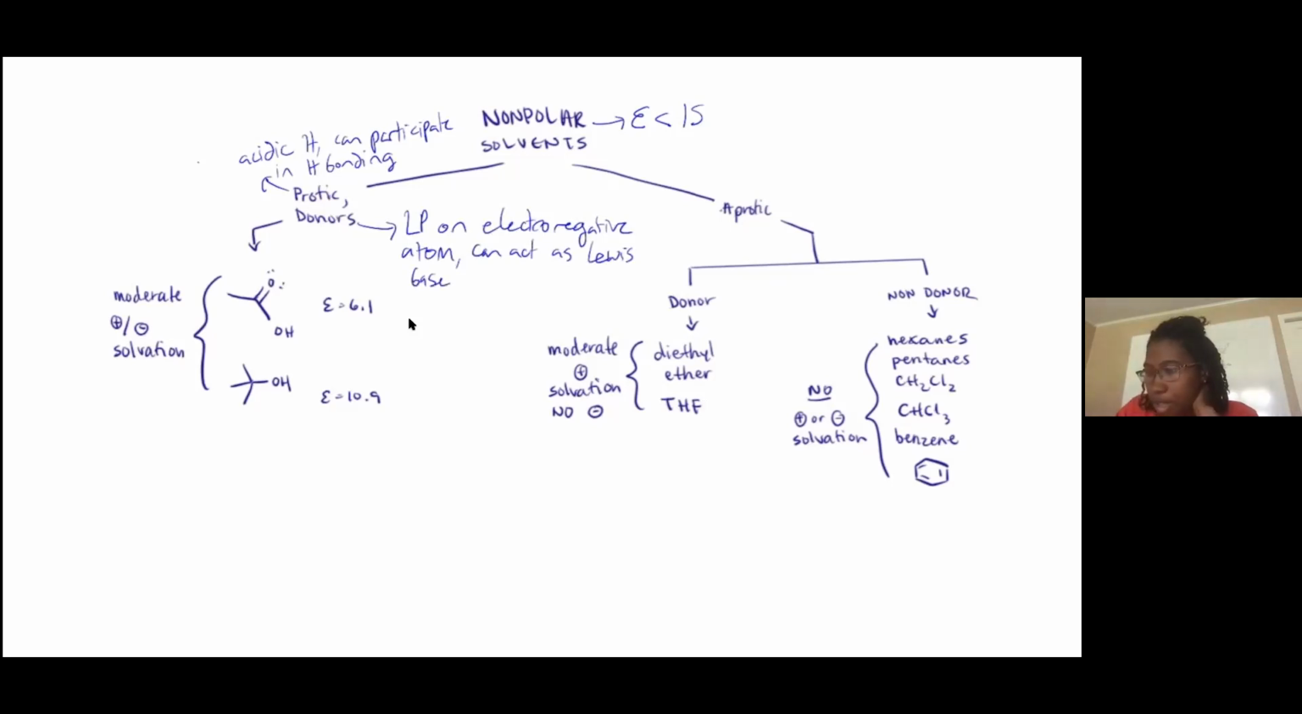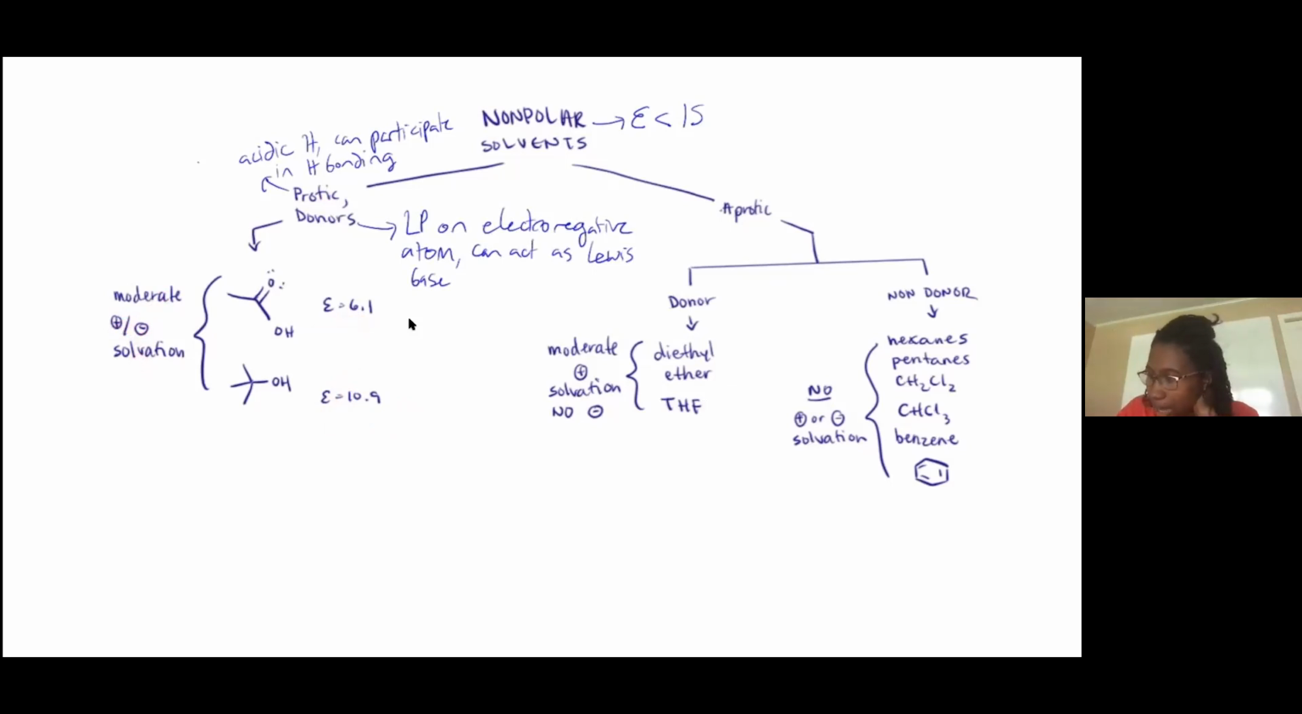And then we have some examples over here of protic donor solvents that are nonpolar. As you can see, the epsilon values are both kind of low. And then they have moderate cation and anion solvation.